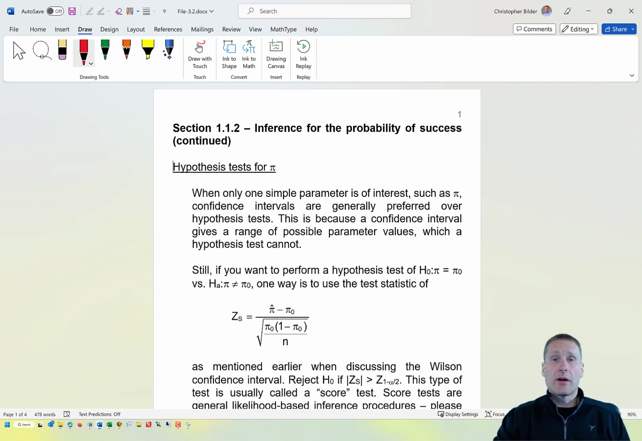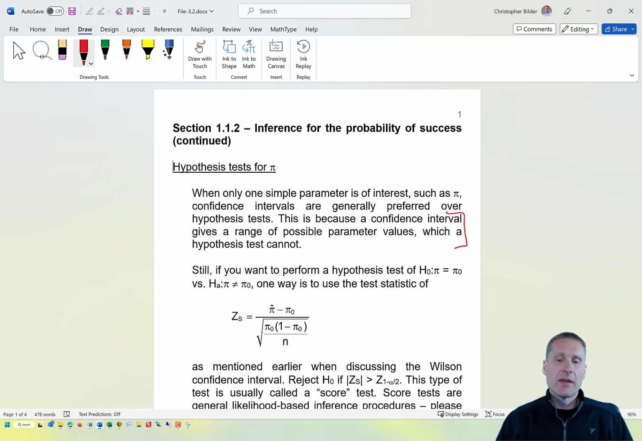We are next going to talk about how we can do a hypothesis test for pi. Now, given the choice between doing a hypothesis test or a confidence interval for pi, I generally will always choose a confidence interval for pi because it gives us a range of possible parameter values for pi, and you could actually use that confidence interval to do a hypothesis test.